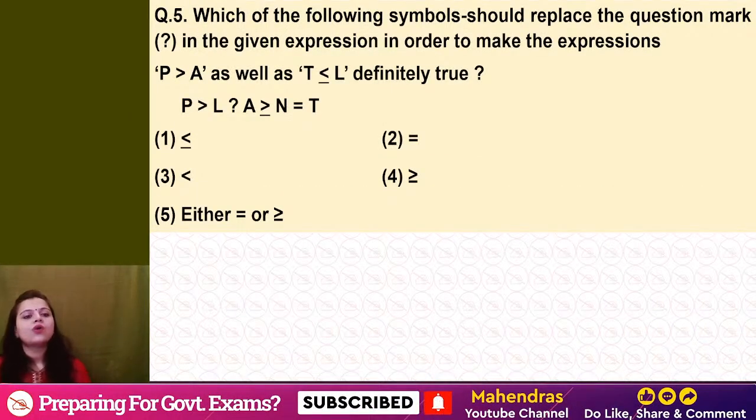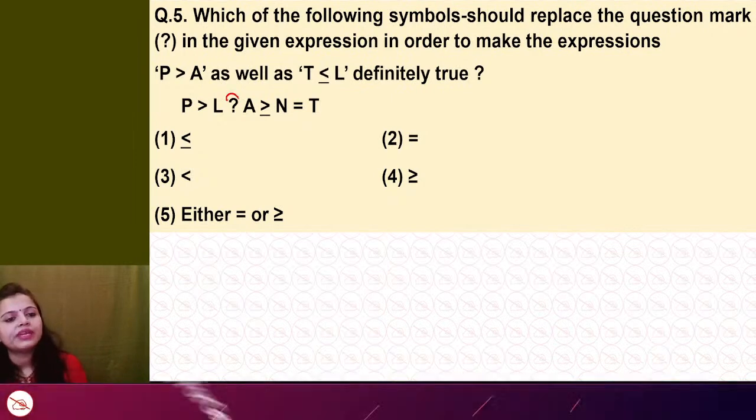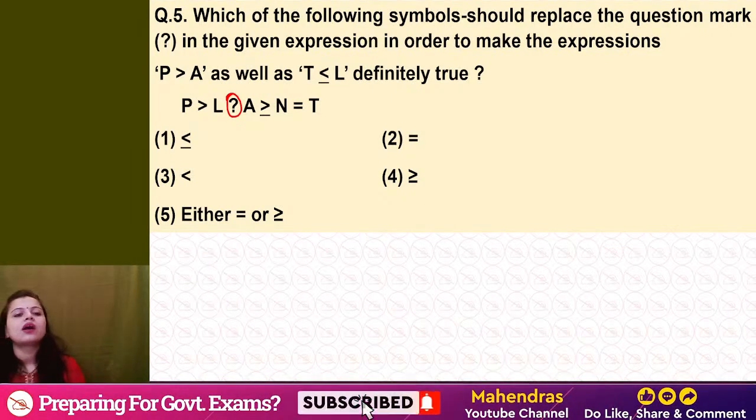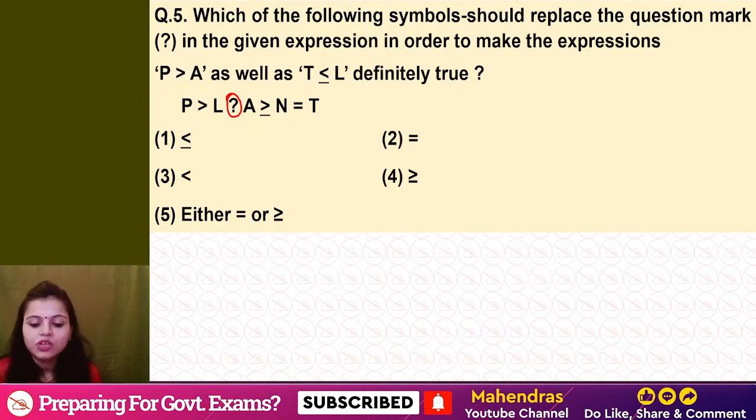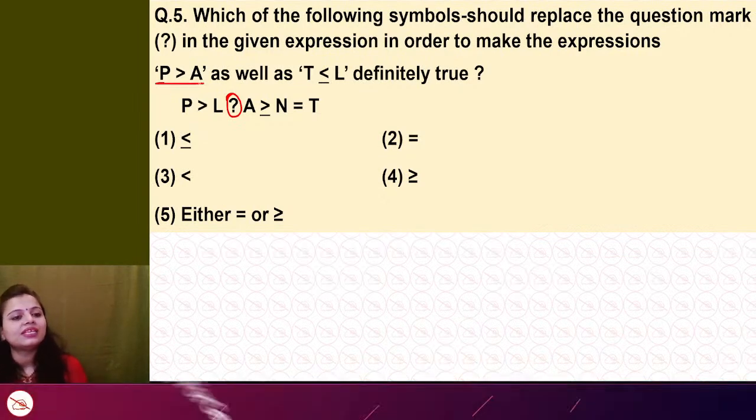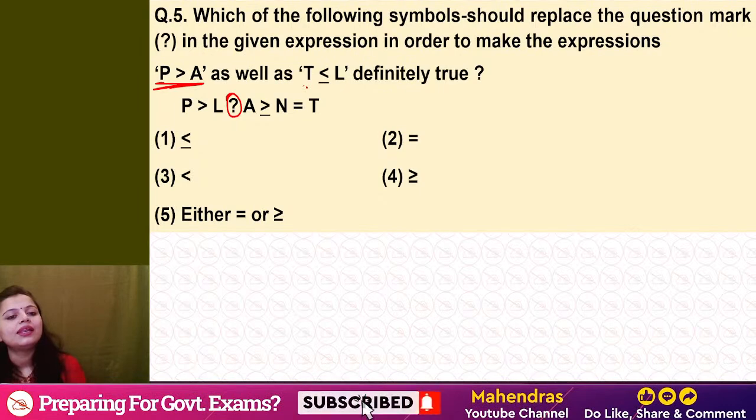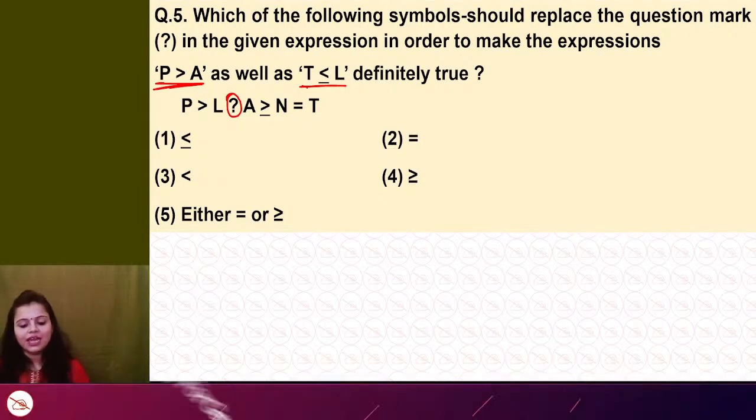Next. Now, in place of the question mark, which sign will come so that P greater than A and T less than or equal to L are definitely true? Both become definitely true.